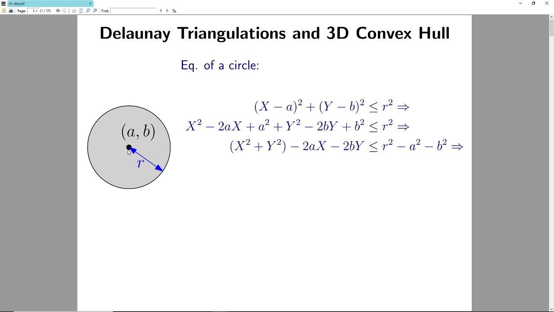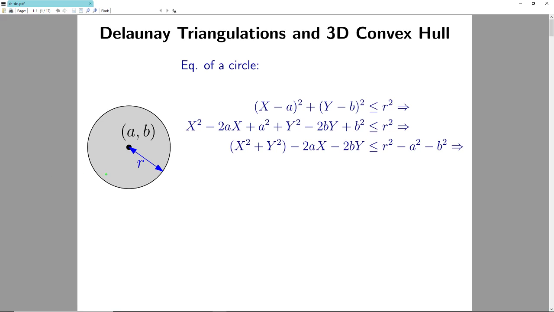Imagine I have a circle with center at point (a, b) and with radius r. The set of points inside the circle can be written using the following inequality. What this inequality means is that any point (x, y) in the plane that obeys this inequality is inside the circle.